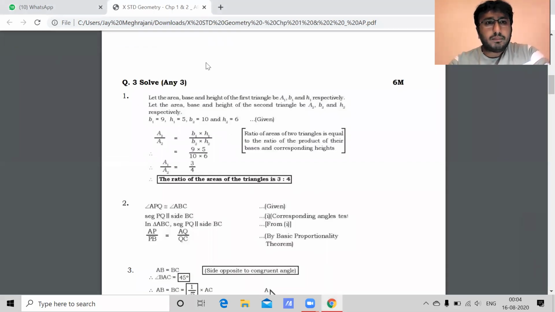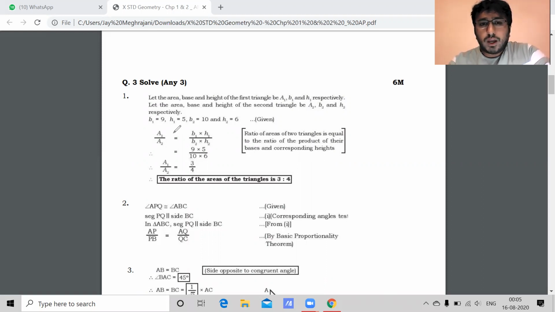Question number 3. Let the area of the first triangle be A1, its base will be B1 and height will be H1. Same way for the second triangle, area will be denoted by A2, base will be denoted by B2 and height will be denoted by H2. We are given that B1 is equal to 9, H1 is equal to 5, B2 is equal to 10 and H2 is equal to 6. Okay, we need to find A1 upon A2.